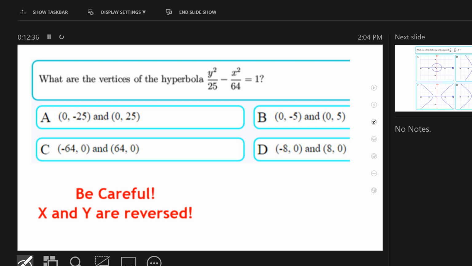What are the vertices of the hyperbola y squared over 25 minus x squared over 64? Yes, that's right. It is the positive term. So what you're seeing is this thing is going to open up and down rather than side to side. All right? It's reoriented. So we're looking for the positive term. A is under the positive term.